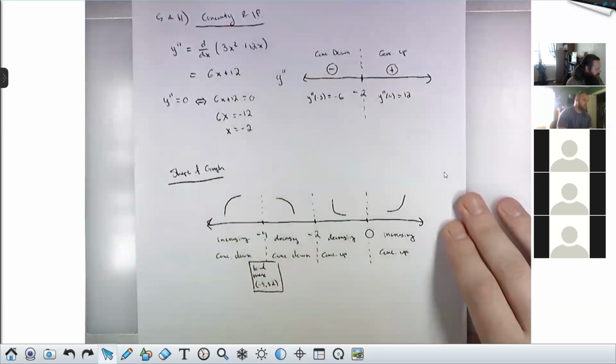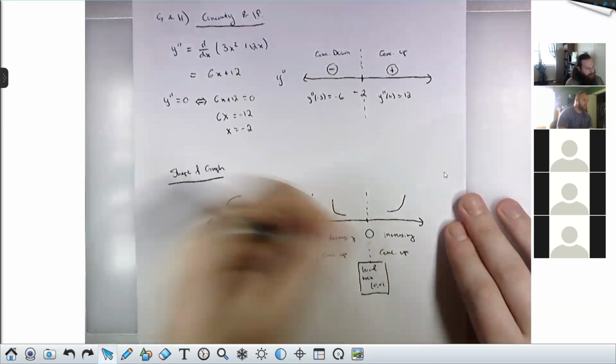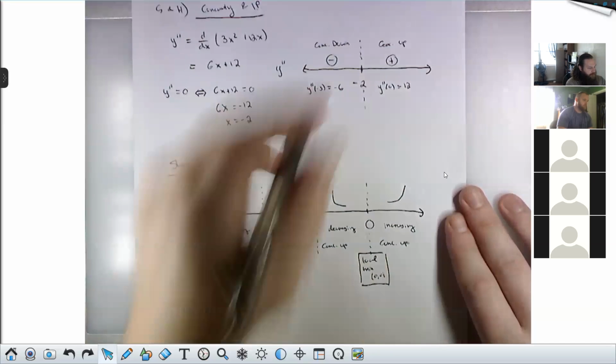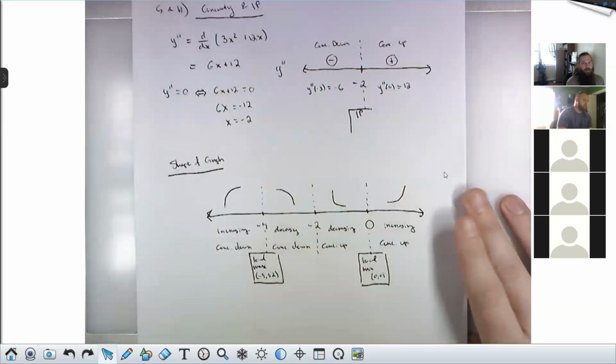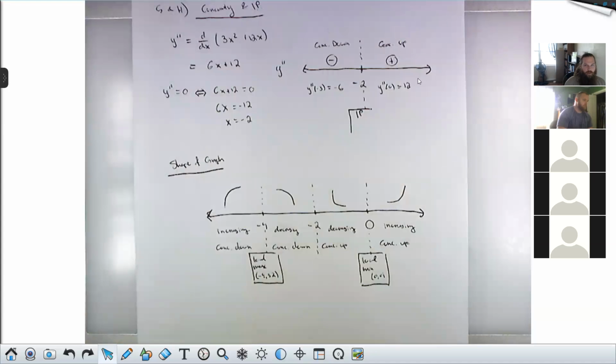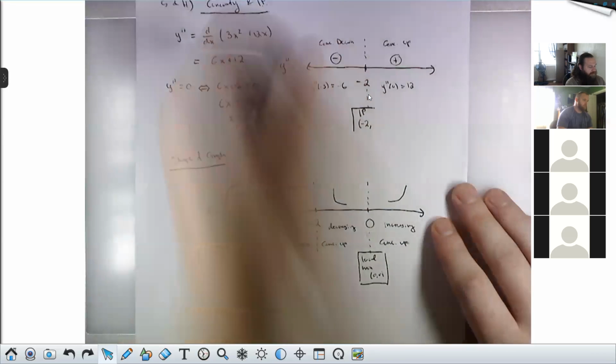At x equals 0, I had a local min. And this is the point 0, 0. We figured all that out on our first number line. What's going on here is an inflection point, right? I guess I should have put that up here. Because my concavity changes. I go from concave down to concave up when x is equal to negative 2. And so this is going to be at negative 2 comma something.